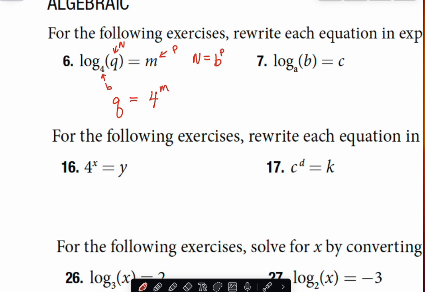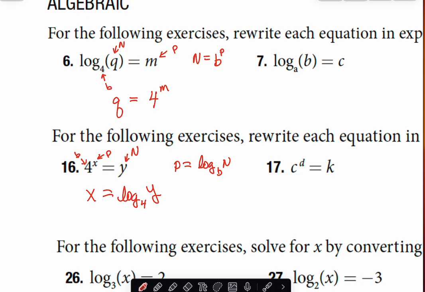But 16, we're going the opposite way. So we have to rewrite this as the power is the log base b of our number. Here is our base. Our base is 4. Our power is x. Our number is y. So just rewrite it and put them where they go. The answer is our power. Our base goes next to the log, and our number goes inside. So that's all they want for the first two sections.